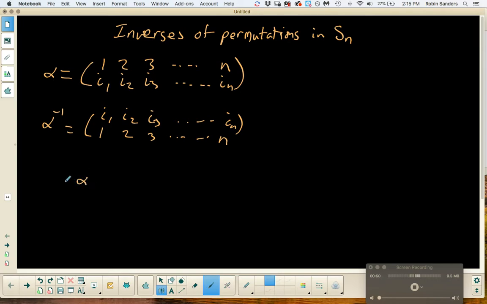And it's pretty straightforward that if you've got this and if you compose the two permutations in the form first do alpha, then do alpha inverse, we would have this.